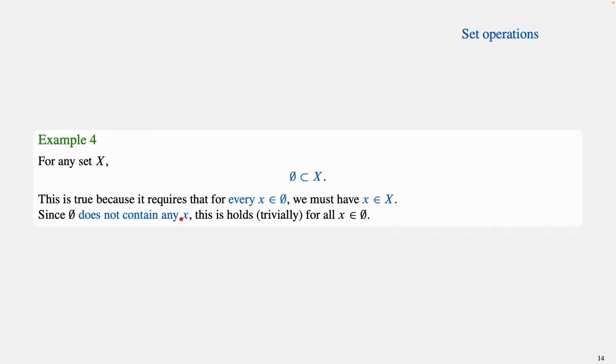Now, the empty set does not contain any elements, so this requirement is trivially true for all elements of the empty set, because there do not exist any elements in the empty set. It is just not any requirement at all. It's an empty condition, if you like. And that's the reason that the empty set is a subset of any set.